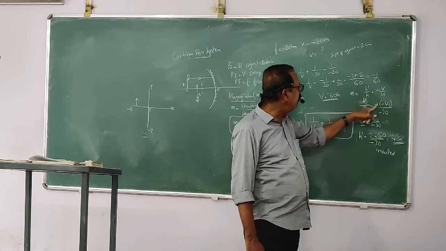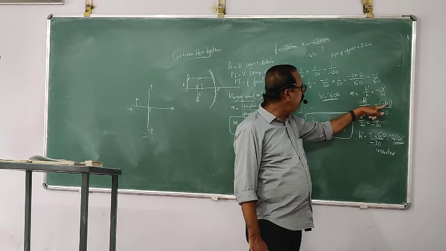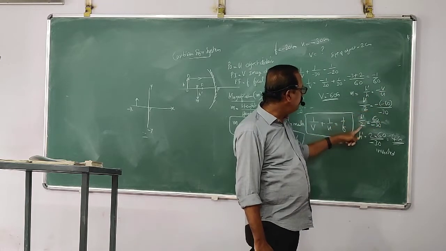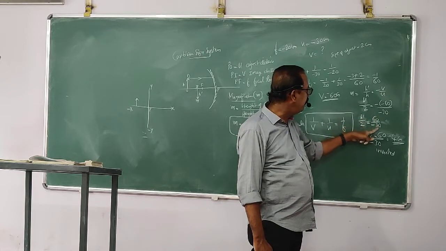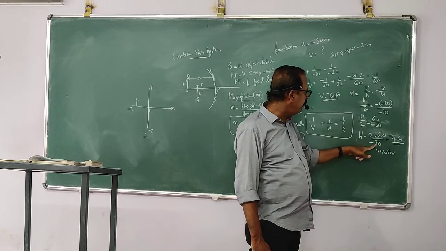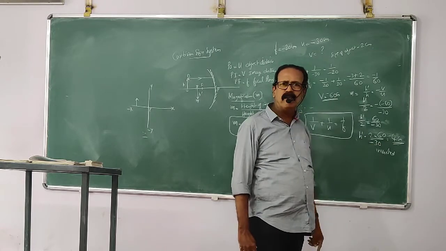By, this minus sign is already there. V is minus 60 by u is minus 30. This becomes plus. H dash by 2 equals 60 by minus 30. So what is H dash? 2 into 60 by minus 30. Then you get the answer as minus 4 centimeter.